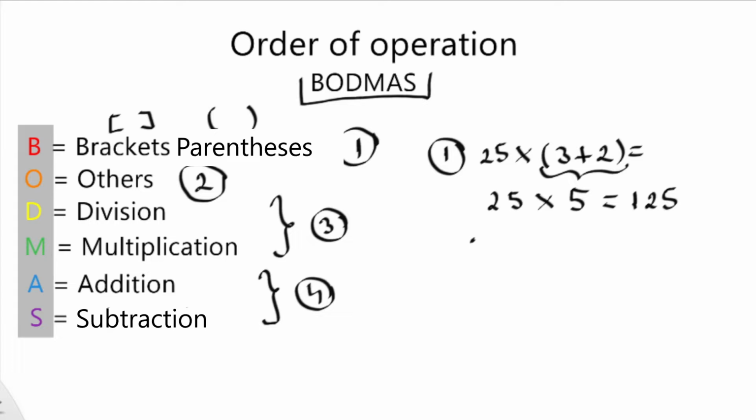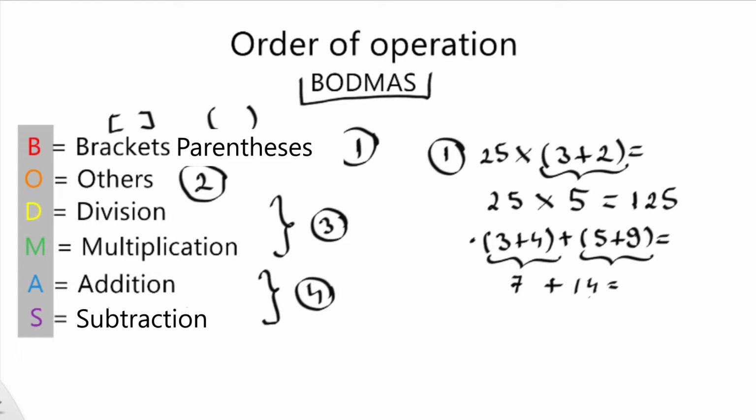Now let's try another exercise. Let's say we have 3 plus 4, plus 5 plus 9, with brackets around each pair. Here we have two brackets, and the good thing is that it doesn't matter which one we are doing first. So working the first bracket out, we get a 7 plus, and 5 plus 9 gives us 14. So 7 plus 14 gives us 21.